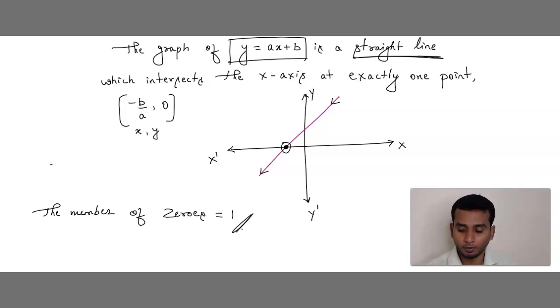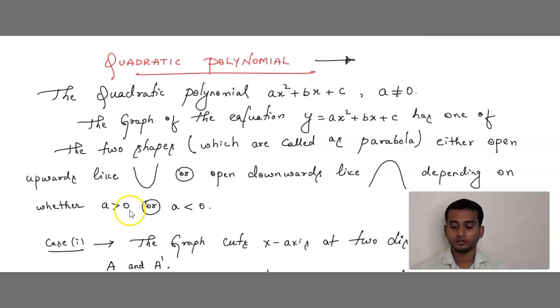It's not so important for the exam, but this graph is very important. Yes, children, quadratic polynomial. A quadratic polynomial is ax square plus bx plus c, where a does not equal 0. So this is a quadratic polynomial. The graph of the equation y equals ax square plus bx plus c has one of two shapes, and usually we call those shapes a parabola.